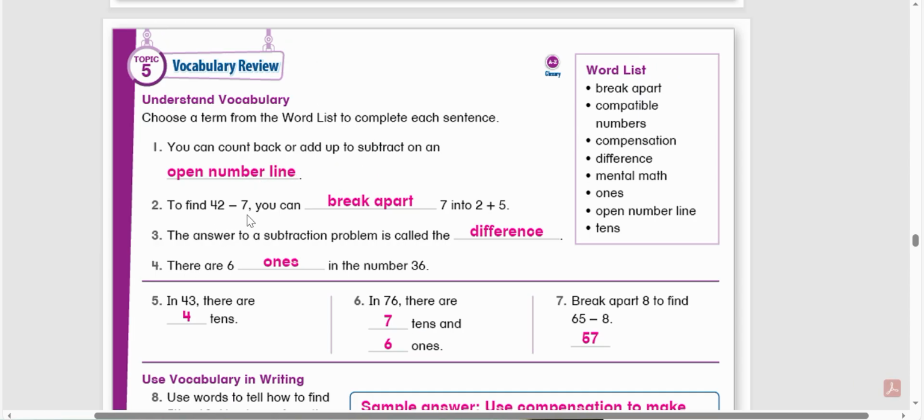Find 32 minus 7. You can use a break apart strategy to find the answer. The answer to a subtraction problem is called what? We call it the difference. There are 6 ones in the number 36. In 43 there are 4 tens. In 76 there are 6 ones. Break apart strategy, 65 minus 8 equals 57.